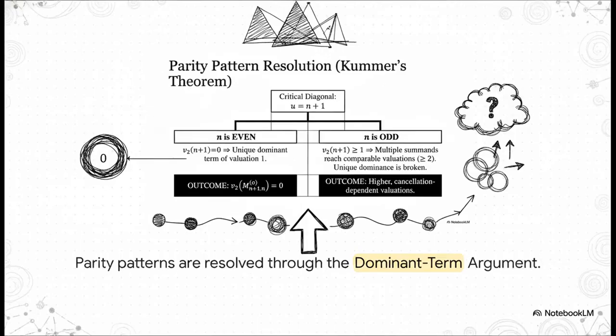And all of this leads us right into resolving the famous parity pattern, which is driven by Kummer's theorem. Let's look at the critical diagonal where u equals n plus 1. The dominant term argument shows that when n is even, the valuation of n plus 1 is 0. This creates a unique dominant term, forcing the overall outcome valuation to smoothly hit exactly 0. But when n is odd, the valuation of n plus 1 is greater than or equal to 1. This completely breaks that unique dominance, causing multiple summands to overlap and reach higher cancellation-dependent valuations. This perfectly and rigorously explains the observed parity behavior of the sequence using exact entry-wise valuation bounds.